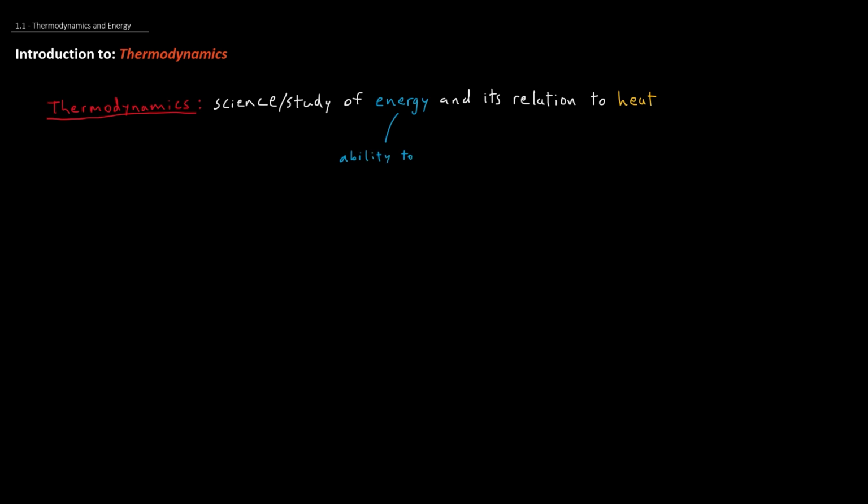So to start off here, what exactly is thermodynamics? A book definition of thermodynamics is simply the science or the study of energy, as well as its relation to heat. And what exactly is energy? Well, that's simply the ability to cause change. And that could specifically be physical changes in an environment.